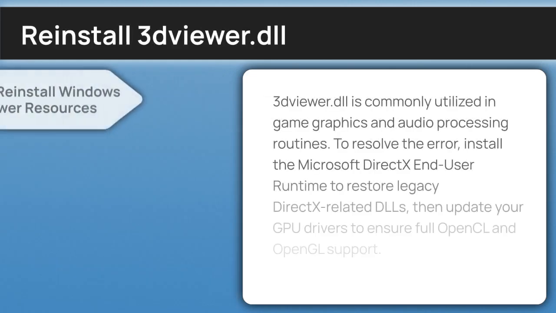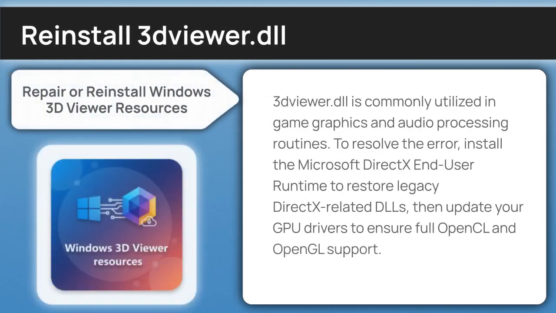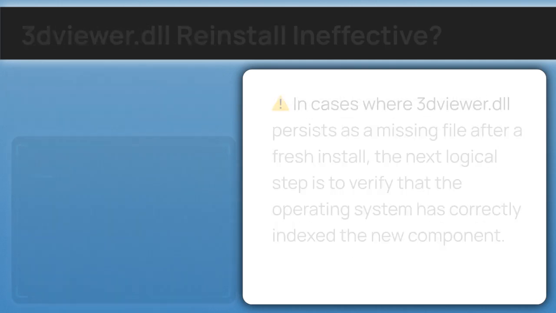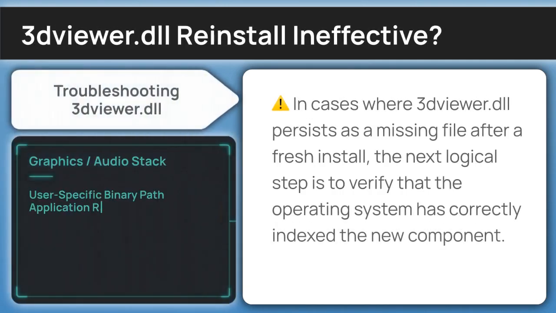3D Viewer Library DLL is commonly utilized in game graphics and audio processing routines. To resolve the error, install the Microsoft DirectX end-user runtime to restore legacy DirectX-related DLLs, then update your GPU drivers to ensure full OpenCL and OpenGL support. If you are still encountering the error after following the official setup, it's time to investigate the underlying system architecture.